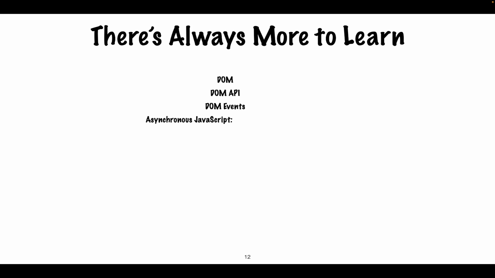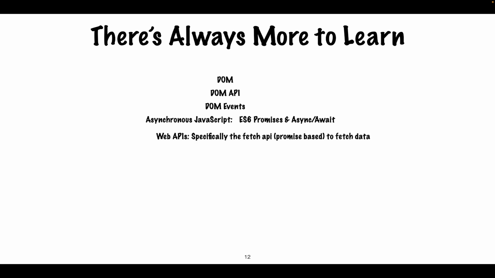You also want to learn about asynchronous JavaScript. So this is where you will learn about ES6 promises, async await. You also want to learn about the different web APIs. Specifically, you want to learn about the fetch API, which is promise based. And the fetch API is what we use to fetch data. At some point, you will also want to learn about the event loop. So at a high level, the event loop consists of the event loop itself, a call stack, the microtask queue, and the task queue.